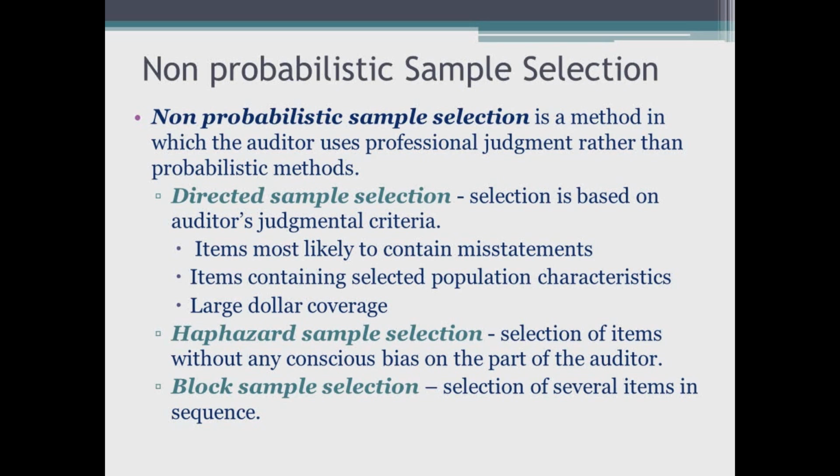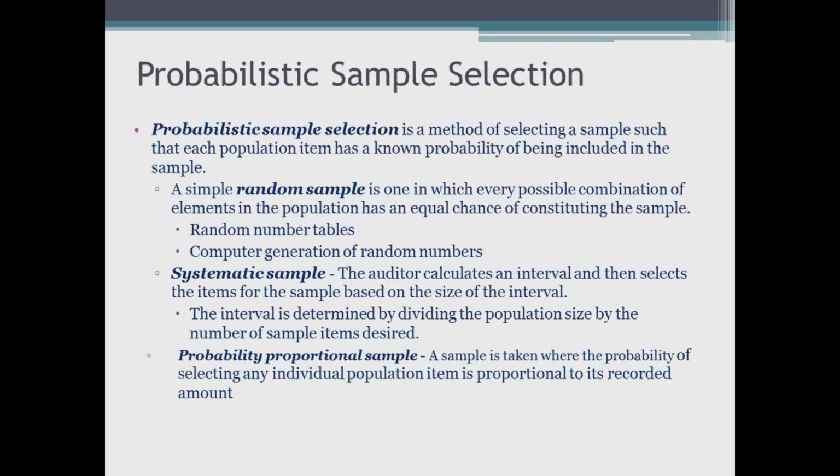Block sample selection is selection of several items in sequence. So the key here is the number of blocks you select and how many items are in the block. Again, there's the element of judgment by the auditor that's introduced. So those are your non-probabilistic sample selection procedures. Then you have probabilistic sample selection.